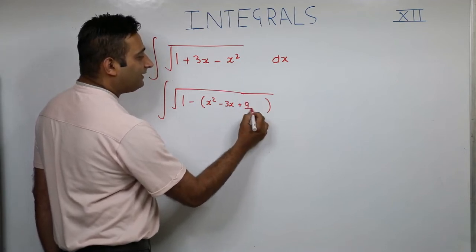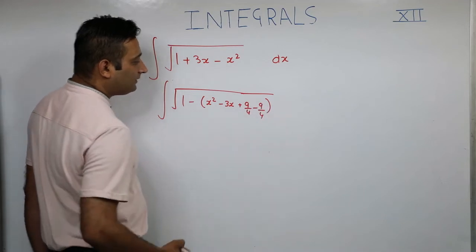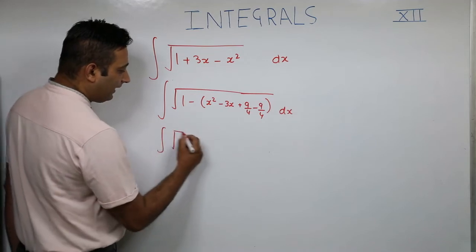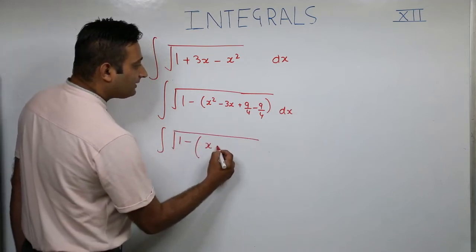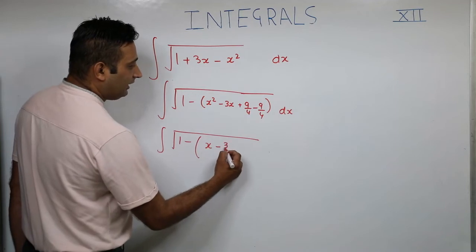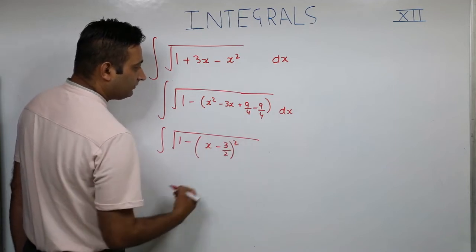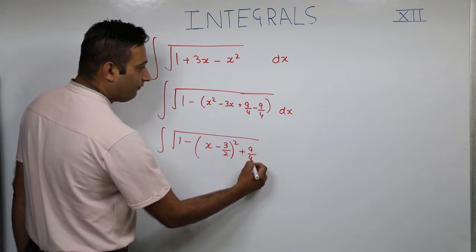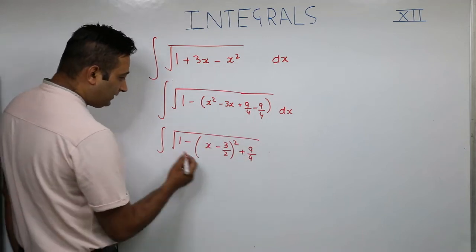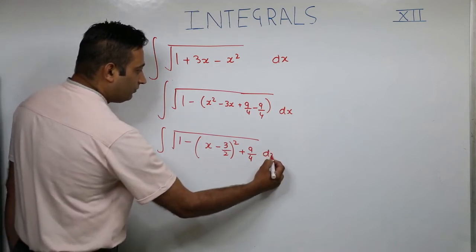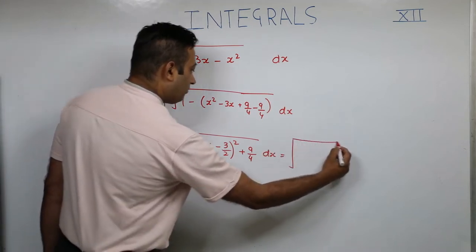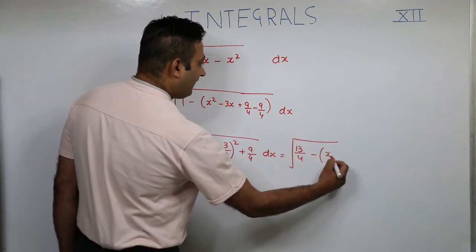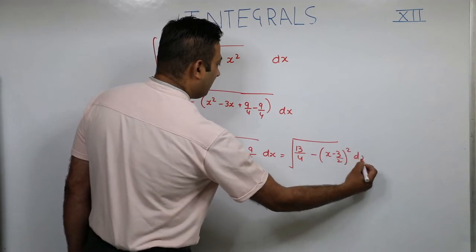That is, we will add and subtract 9 by 4 from this polynomial to rearrange and make it a complete square. That means we got 1 minus (x minus 3 by 2) whole square. Now we are left with plus 9 by 4 here. So this will add up to become under root 1 plus 9 by 4, that is 13 by 4, minus (x minus 3 by 2) whole square dx.